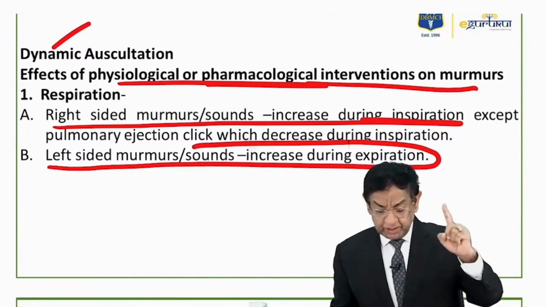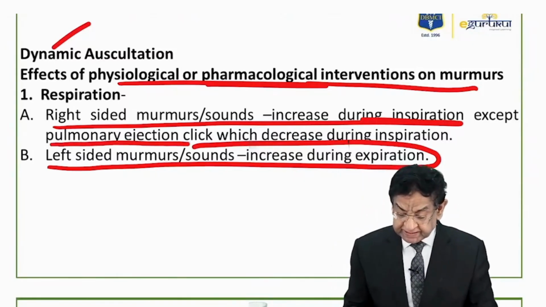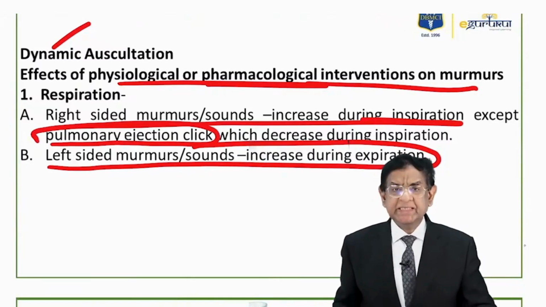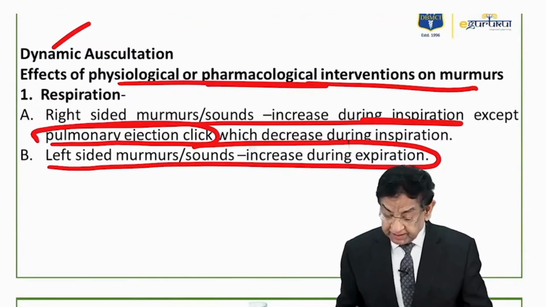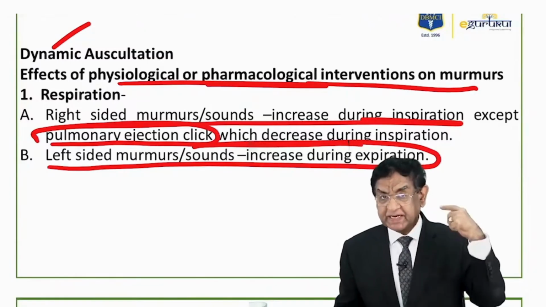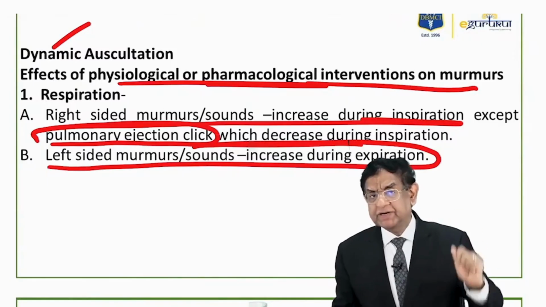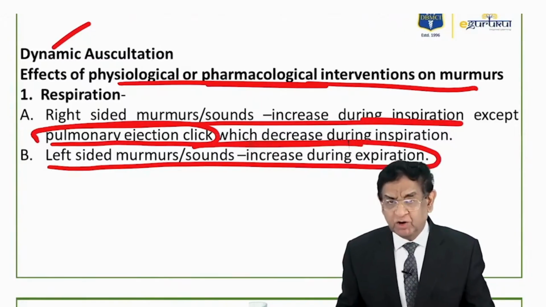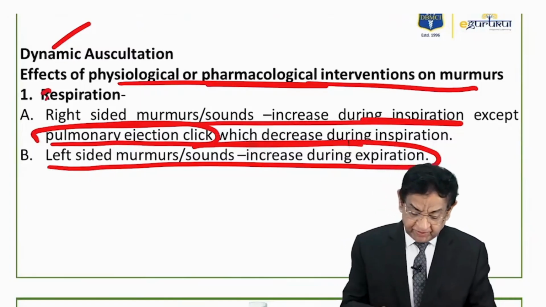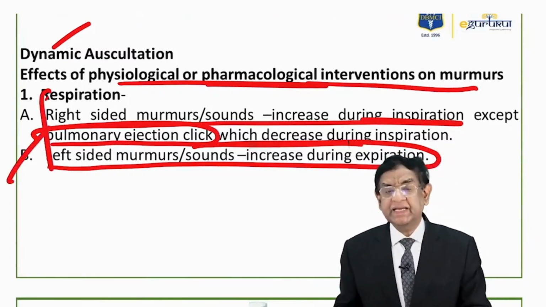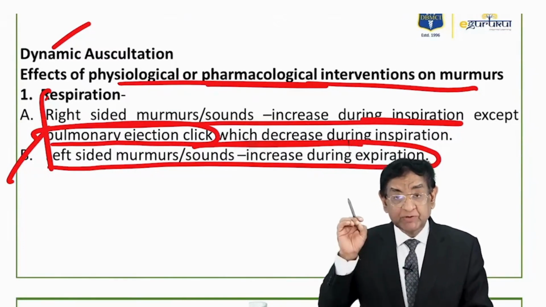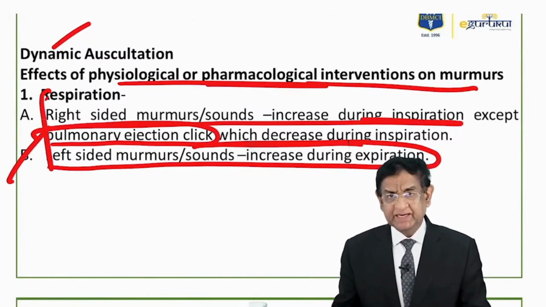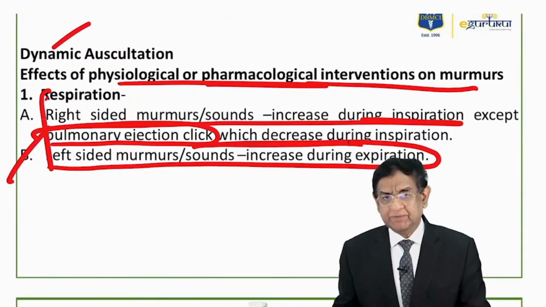But to this rule, there is only one exception, that's the pulmonary ejection click. This is a right-sided sound, but its intensity decreases on inspiration. It is the only exception to this rule. Why this happens, the reason is not known, but it is there. This is a very, very important exam question, and in any practical exam, when you are listening to a murmur, you must document and tell the examiner that you have done it. The examiner will be very happy that you know the concept of dynamic auscultation.